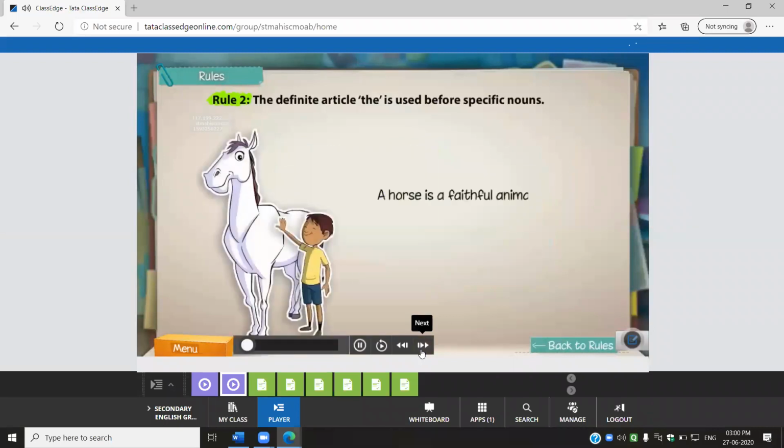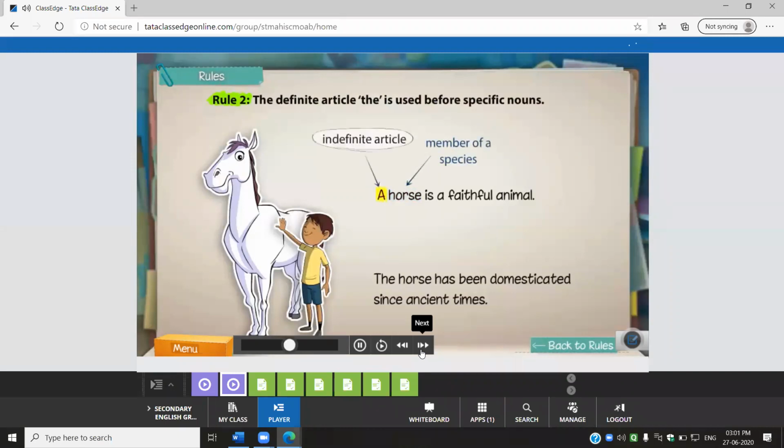Now look at these sentences. The word horse can either mean a single horse or all horses as a species, depending on the context in which it is used. The first sentence is a statement about any one horse that applies to all horses. It means that any individual horse is faithful, and therefore all horses are faithful. So, the indefinite article is used. In the second sentence, however, horse refers to the whole species, so the definite article the is used.